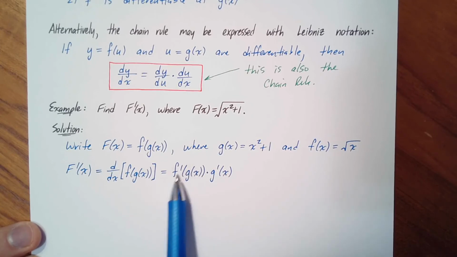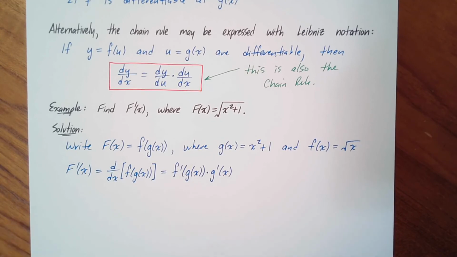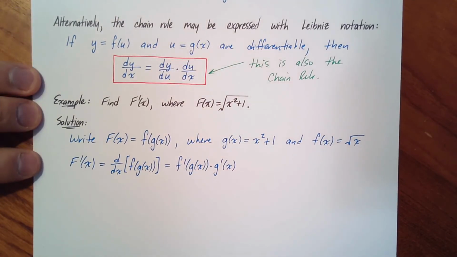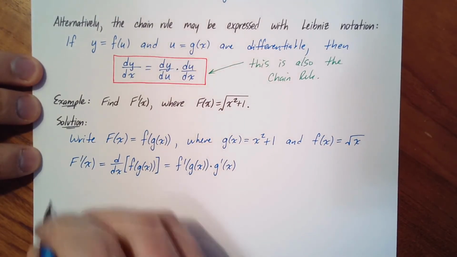But this one over here, the f prime of g of x, it's not f prime of x, it's f prime of g of x, but we're still going to need to compute f prime. So let's start by working out what f prime of x is and what g prime of x is.